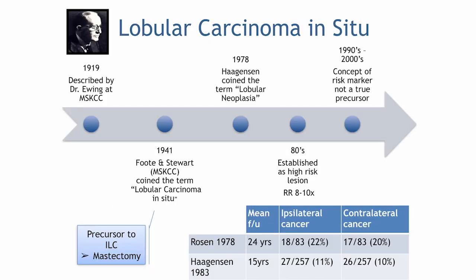Lobular carcinoma in situ has an interesting history. Obviously, it has the word cancer in the name, but I'm telling you it's not cancer. I'm telling you that it's a risk factor. So how did we get here? Well, I've been studying this lesion for most of my career, so I can tell this history, anytime, any place. So the lesion itself was first described by Dr. Ewing, who was a pathologist who worked at Sloan Kettering in 1919.